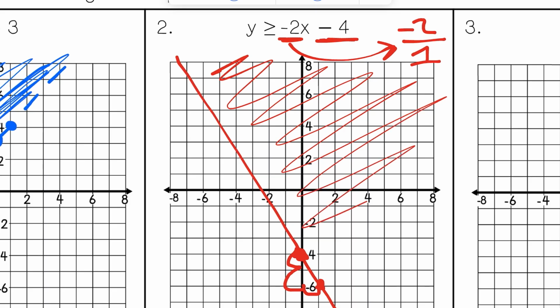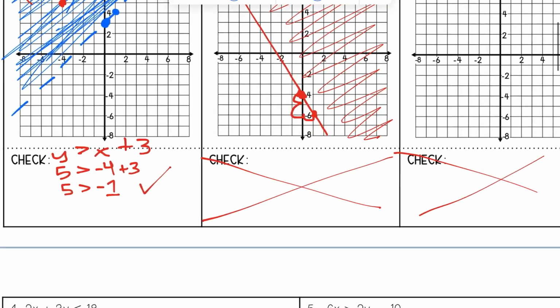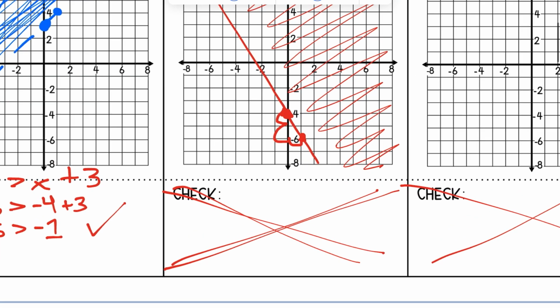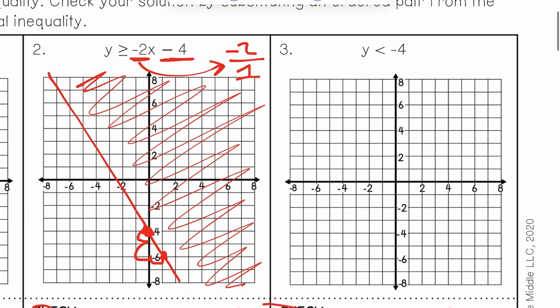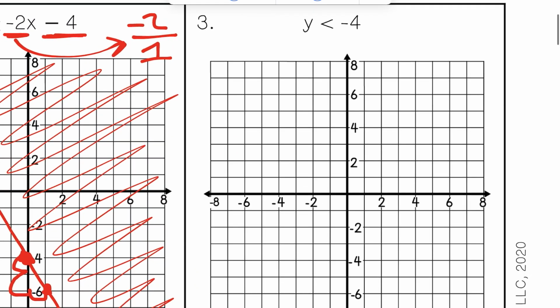Shading above the line would be here. Like I said, in the interest of time, we're not checking today. So we are done with problem 2. Problem 3 says y is less than negative 4. Well, if y is less than negative 4, there's no m or x, right, in here. There's just that b value. So this is going to be pretty easy to graph. So negative 4 is down here for my y-intercept.